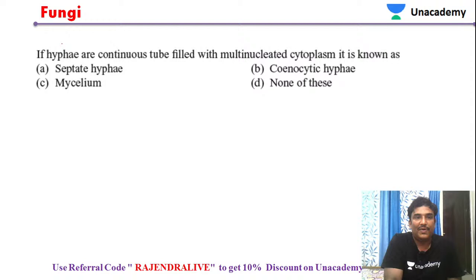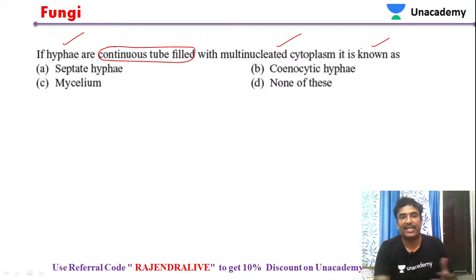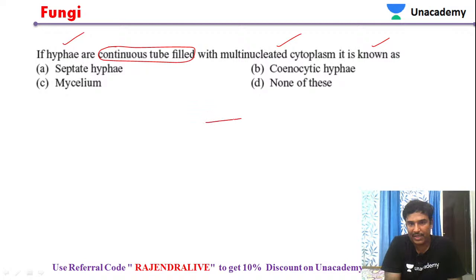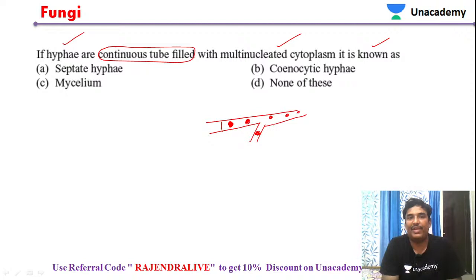If hyphae are continuous, tube-like, filled with multinucleated cytoplasm, it is known as what? What is this condition called? That is the question. The fungal body is made up of hyphae. What happens is there is no septa. Septa is absent. If septa is absent, the nucleus will be freely moving in the cytoplasm.